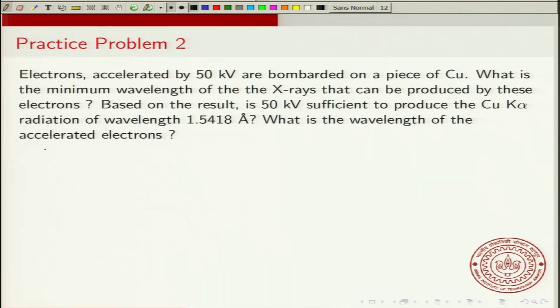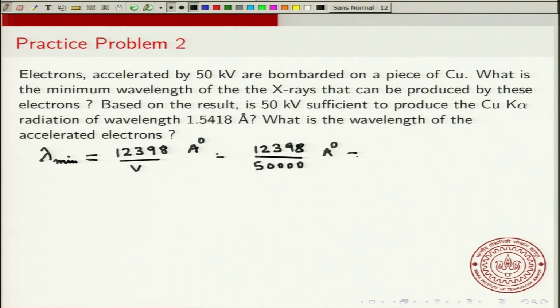So, we saw when we were discussing X-rays that the minimum wavelength of X-rays produced from accelerating electrons by some voltage can be written as 12398 angstroms divided by V in volts. So if we substitute 50,000 volts, that gives me 0.28796 angstroms. Clearly the wavelength is much smaller than the copper K alpha radiation.